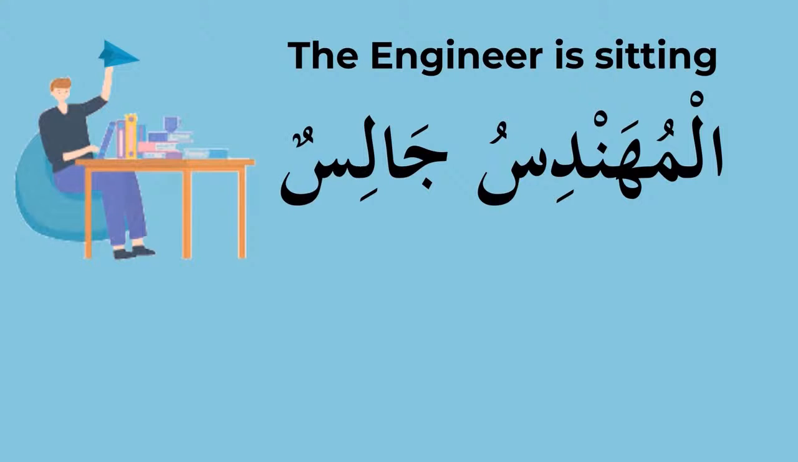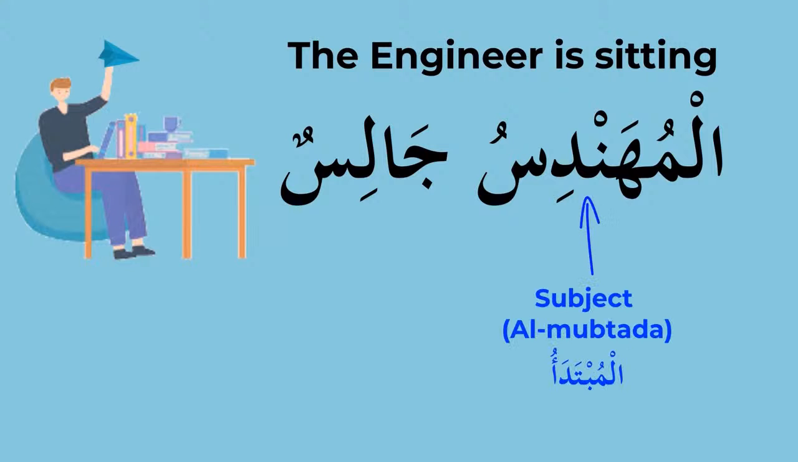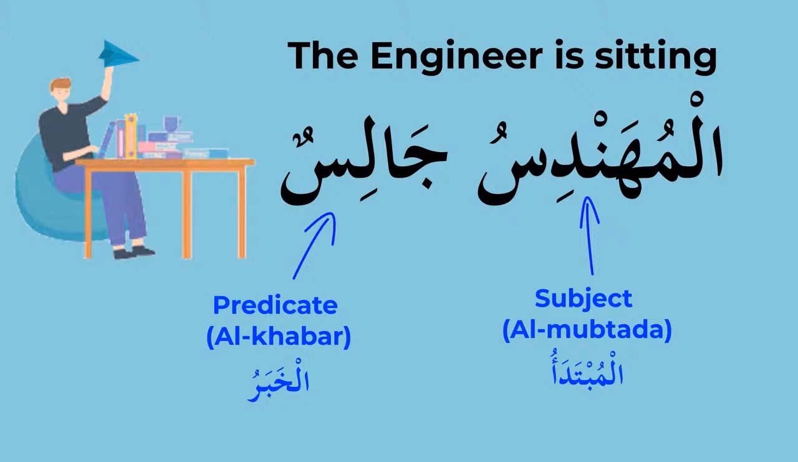Al-Muhandisu. What is the meaning of Muhandisu? Engineer. Al-Muhandisu Jalisun. It is sitting. Where is Mubtada? Al-Muhandisu is mubtada. Jalisun is khabar. Okay.